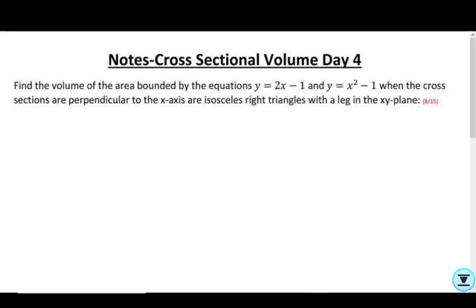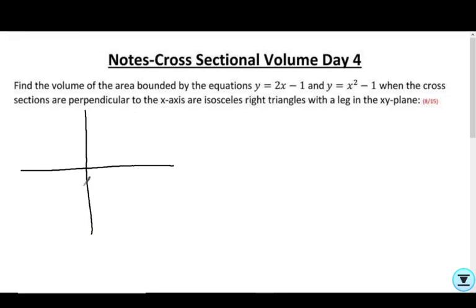Okay, so we're doing cross-sectional volume. Today we're going to be doing it with isosceles right triangles. It says find the volume of the area bounded by these equations when the cross-sections are perpendicular to the x-axis. They are isosceles right triangles with a leg in the xy plane. So again, I always tell my students the best thing you could do is to kind of draw a picture.